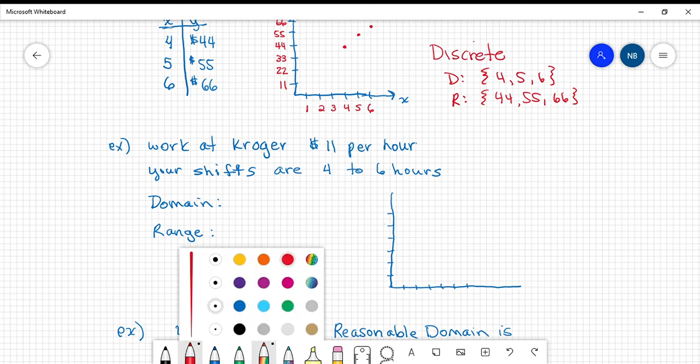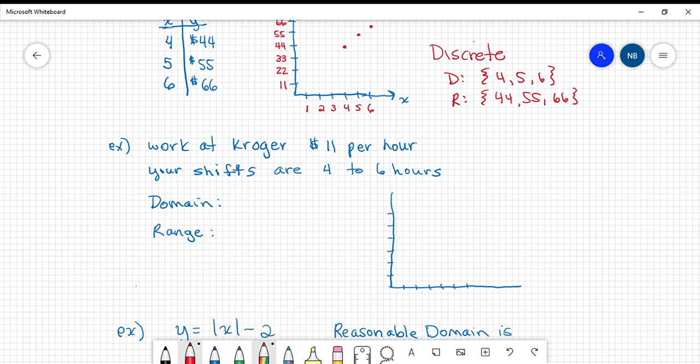So this time our domain cannot be listed because there are infinitely many numbers between 4 and 6, like 4.1 or 4.7 or 5.23. Your domain this time ranges from 4 all the way up to 6. Your range ranges from $44 all the way up to $66. Notice that I'm using inequality notation to indicate that there are infinitely many possible values.